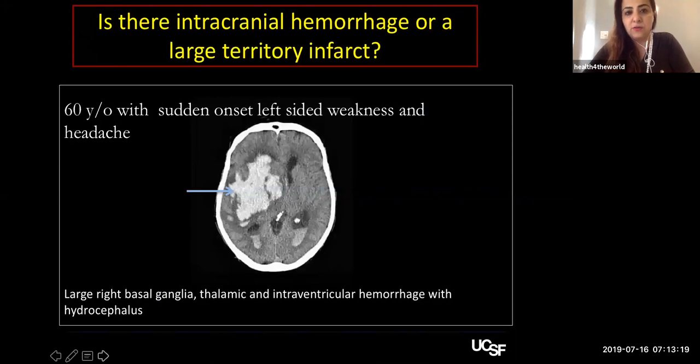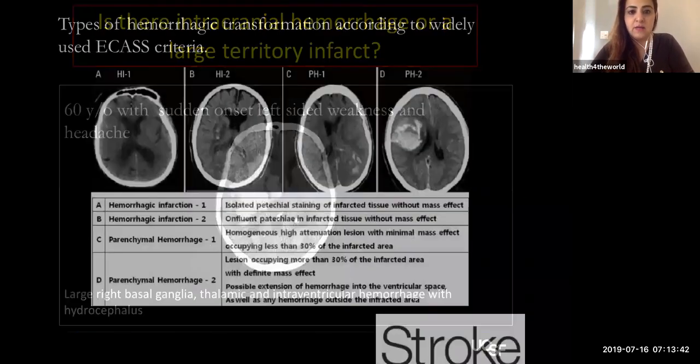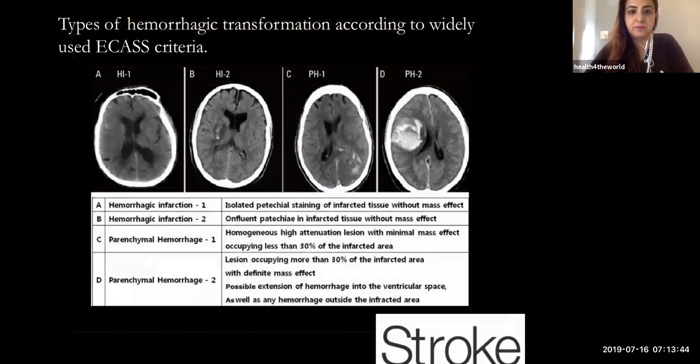So this is a 60-year-old with sudden onset of left-sided weakness and headache. And we have a large right basal ganglia, thalamic and intraventricular hemorrhage with hydrocephalus. So this is a patient in which we cannot give IV TPA because this patient has a large bleed, likely due to hypertension, given the location. So the first step is always to check for hemorrhage. If there is no hemorrhage, we can proceed for the ischemic stroke protocol.